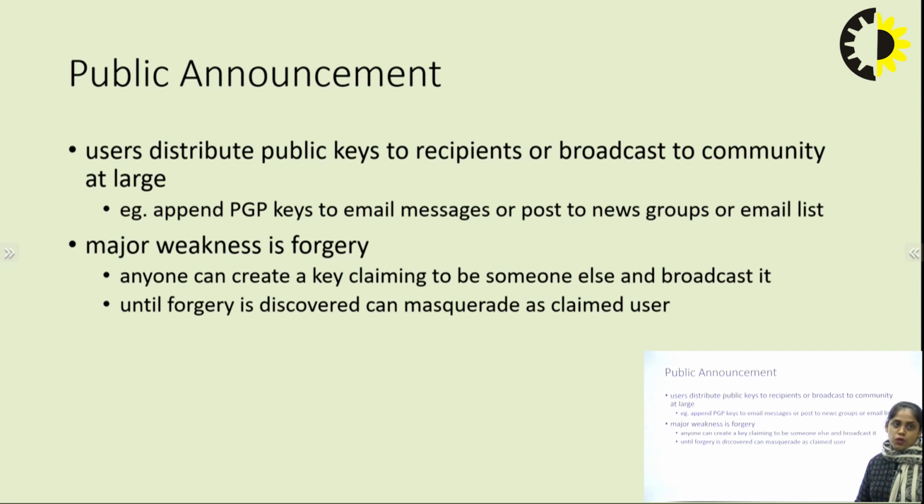The major weakness is forgery. It is very easy to forge in this scenario of public announcement. Anyone can create a key claiming to be someone else and broadcast it. Second, until the forgery is discovered, the forger can masquerade as the claimed user. Till the time this forgery actually comes to the knowledge of each and every person, maybe it has created a big chaos. So these are the two weaknesses of public announcement, due to which we will not encourage the use of this type to share keys.